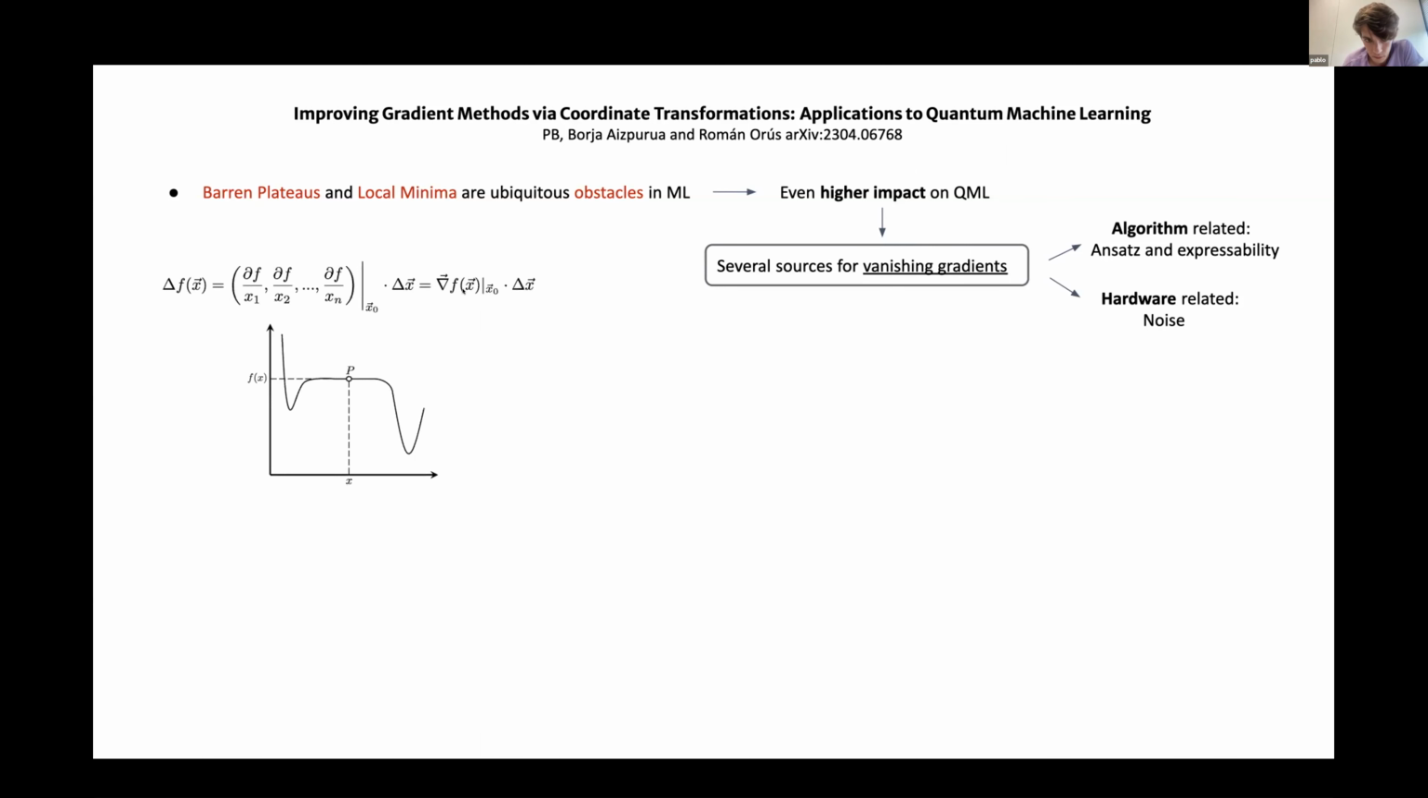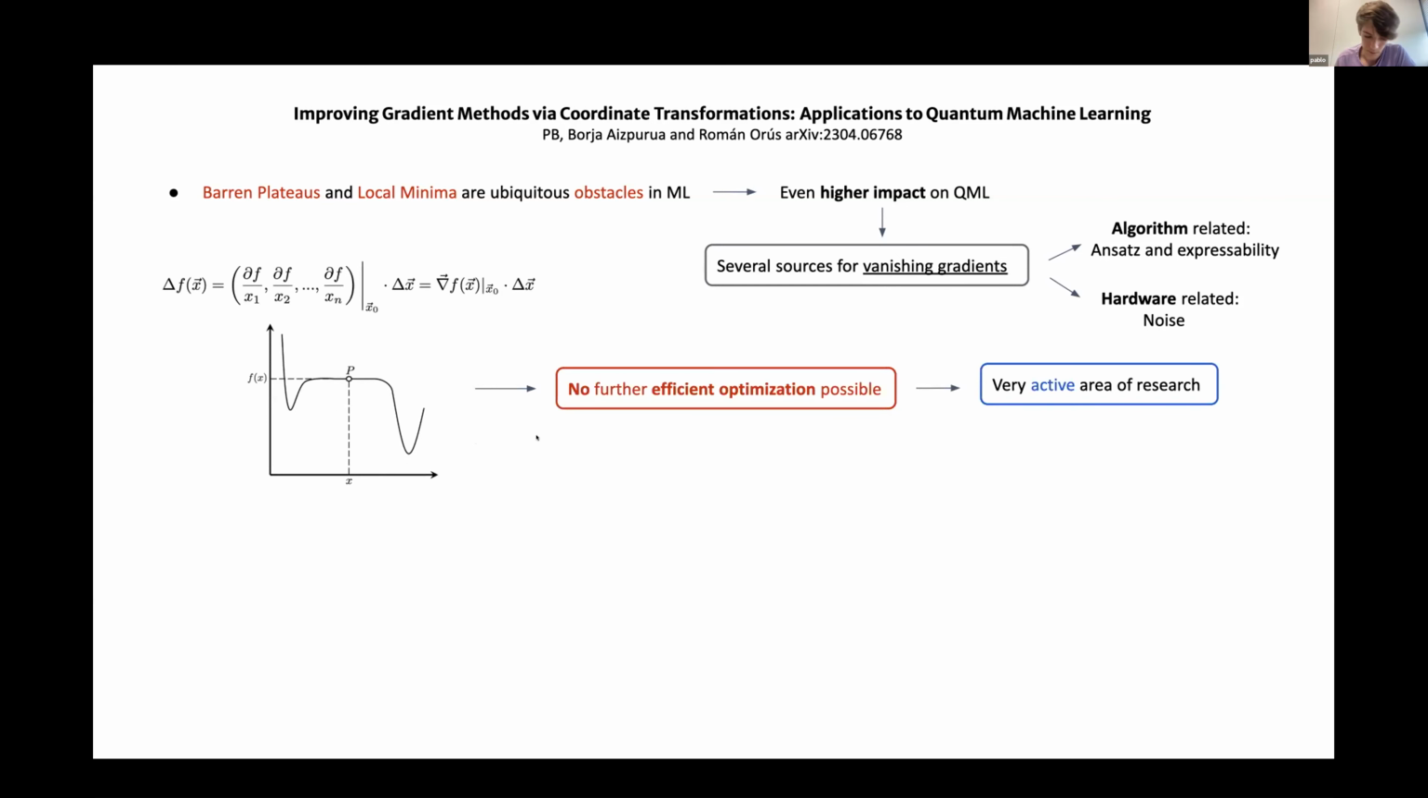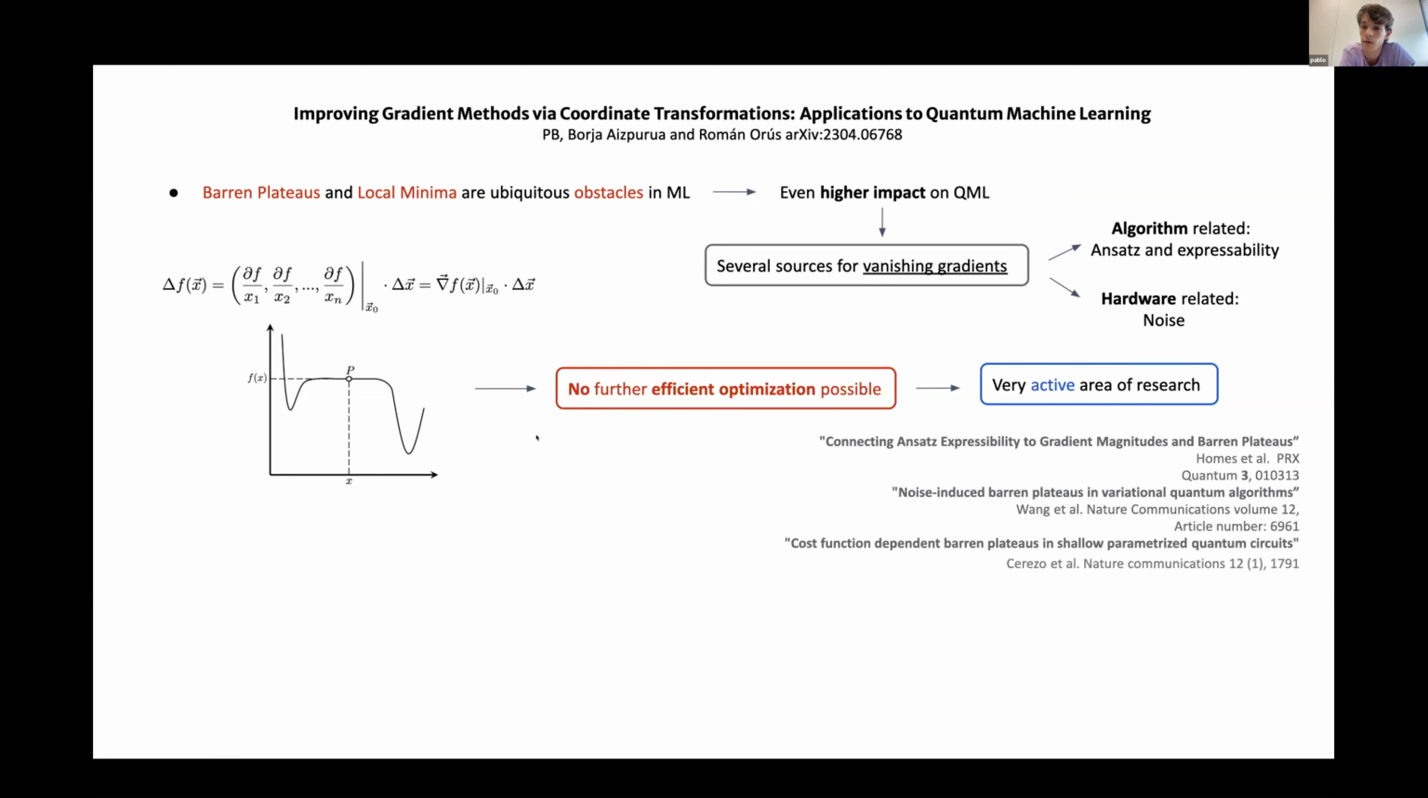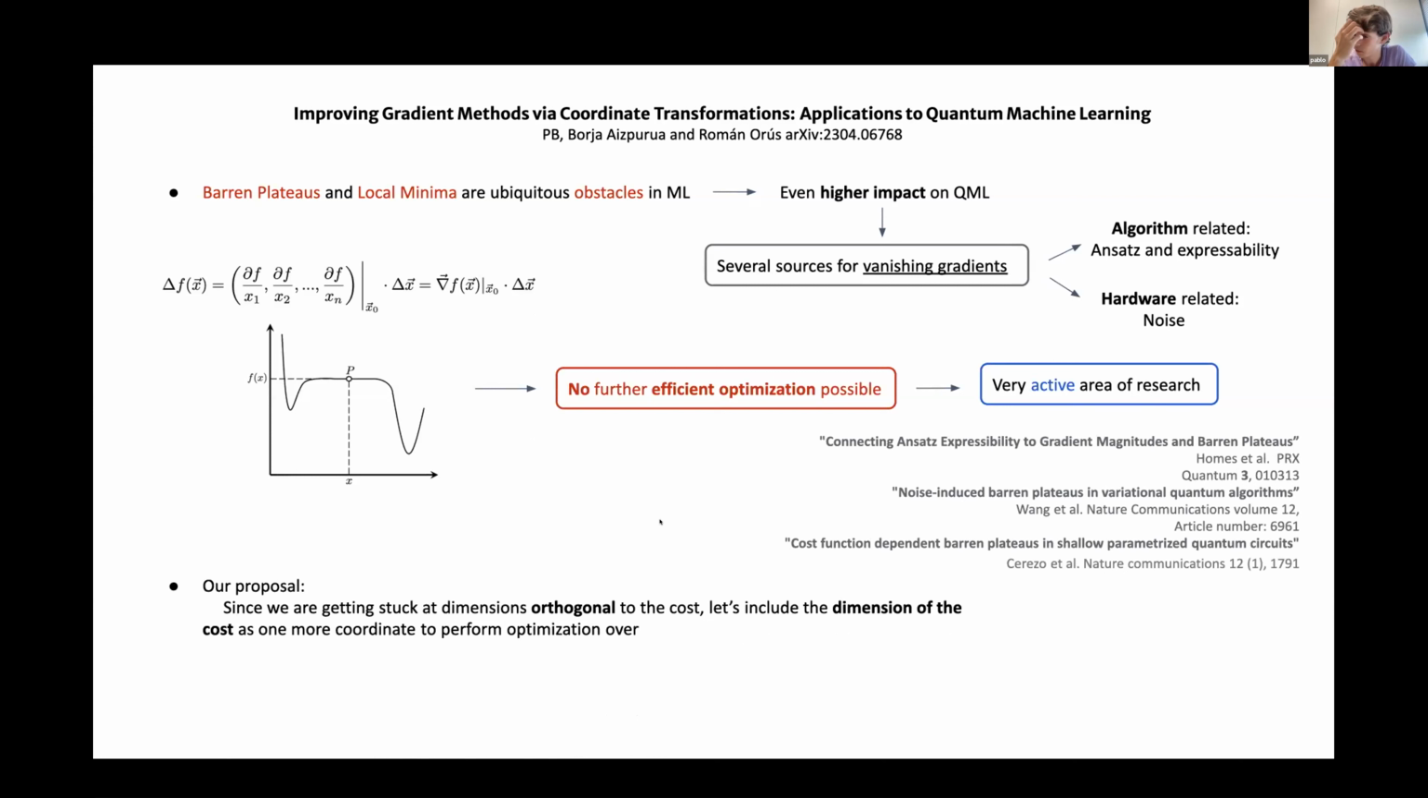If you have a vanishing gradient, you will not be able to update your variables, and you will get stuck at some point, either in here, a barren plateau, or in here, a local minimum. You want to reach this point, but because of the vanishing gradients, caused by the things we just commented on, you will not be able to reach that ground state. There will be no further efficient optimization. This is a very active area of research, at least in the quantum machine learning community. I encourage you to go through these reviews because they are really good and explain the whole problem.